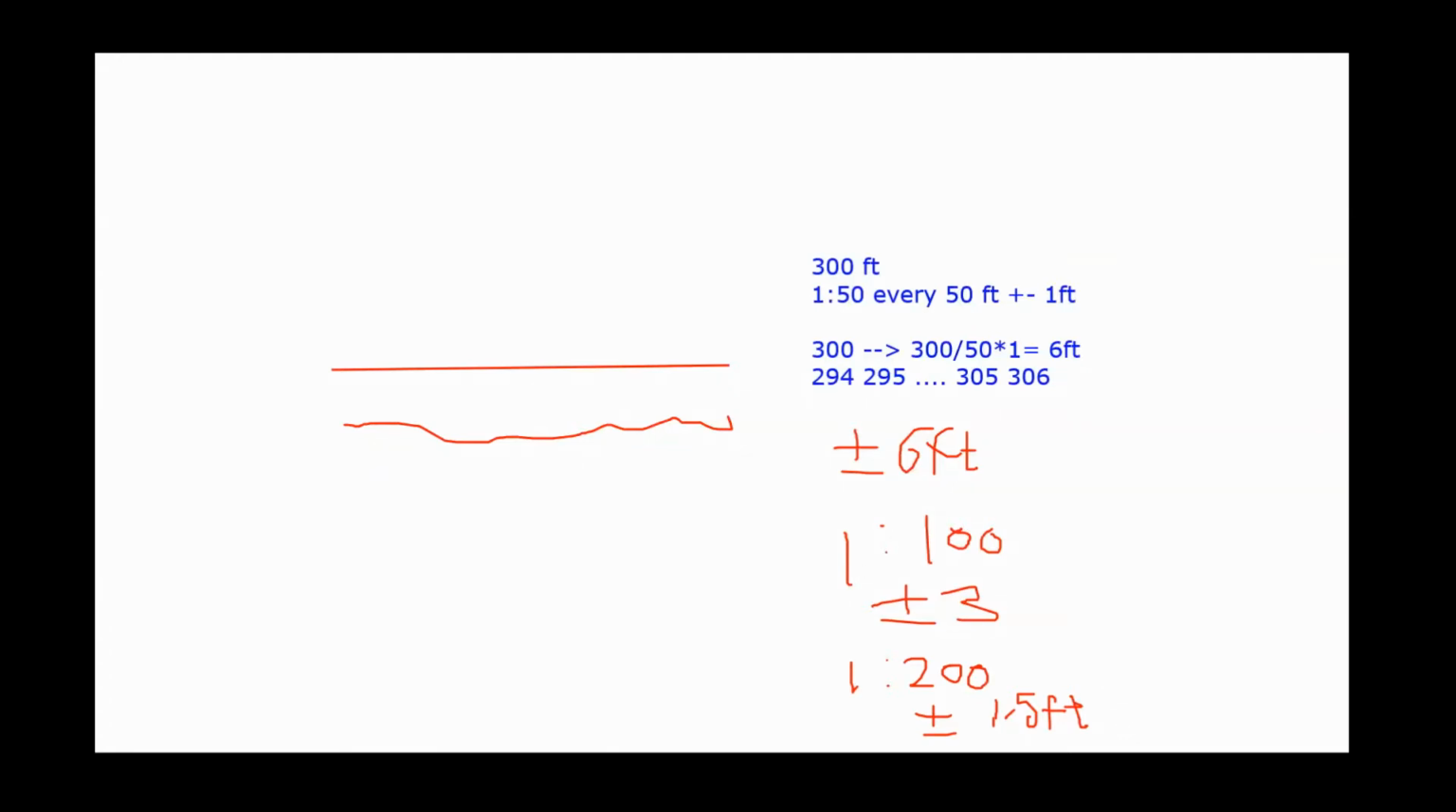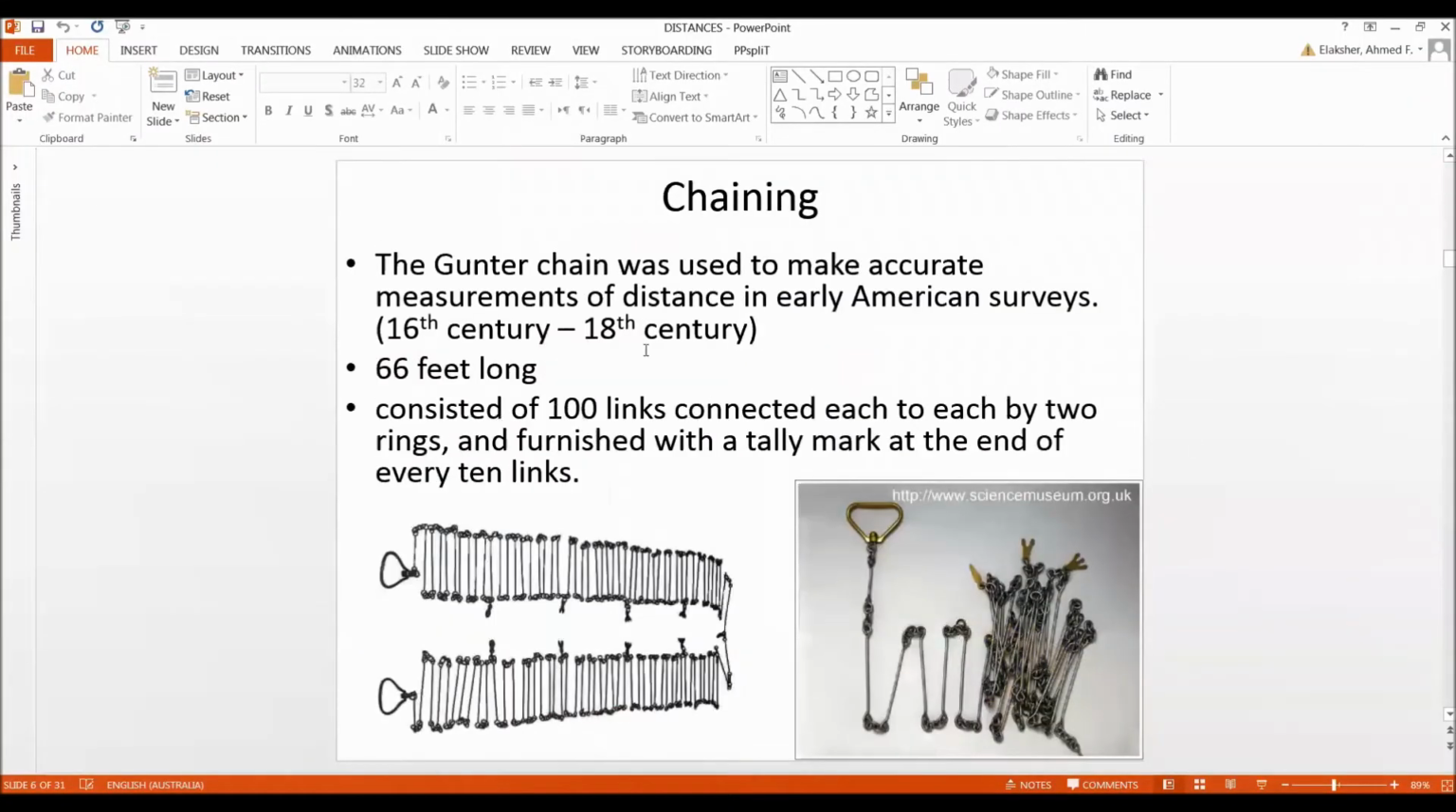Okay, now we go back to our slides and we see what other techniques we have. We have chaining. Chaining was used in the 16th century and the 17th century, all the way to maybe the early 19th century, when the public land surveying system was being laid out. The public land surveying system, which covers the entire 30 southern and western states, was laid down, most of it for sure, using a chain.